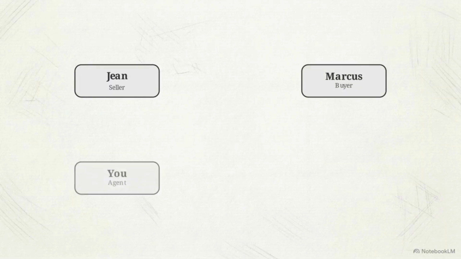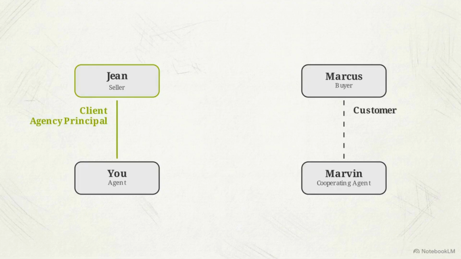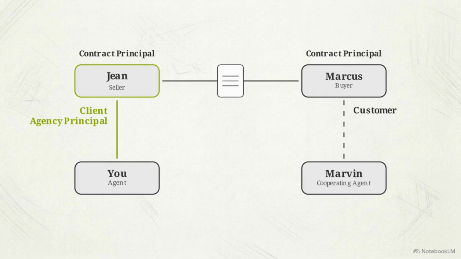Jean is selling her house to Marcus. You represent Jean. Marvin is working with Marcus, but they do not have an agency agreement. Based on your agreement, Jean is your client, and she is your principal in that agency relationship. Marcus is a customer to Marvin because they lack an agreement. However, because Jean and Marcus are entering into a sale contract together, Marcus is still a principal to the transaction.